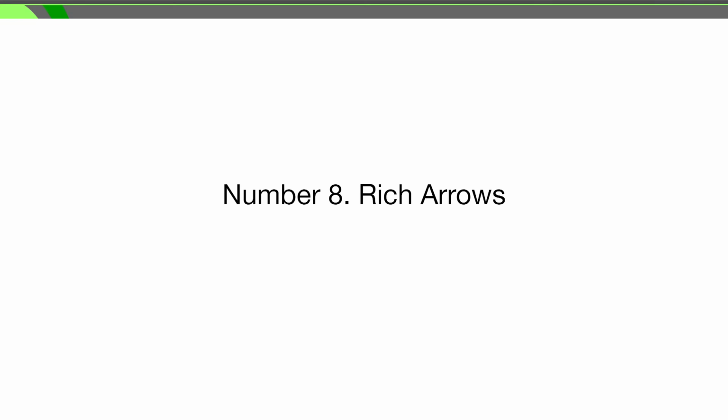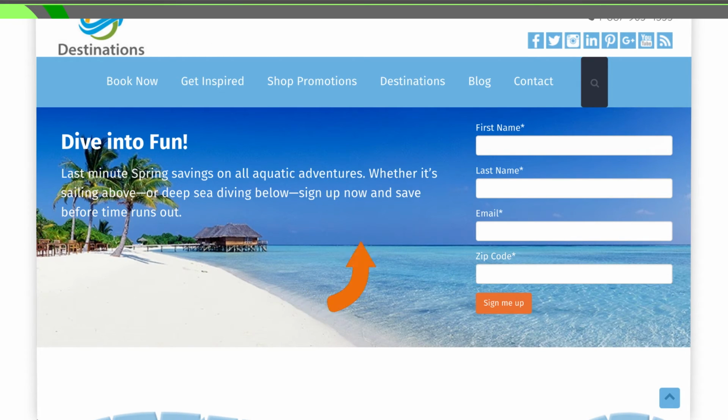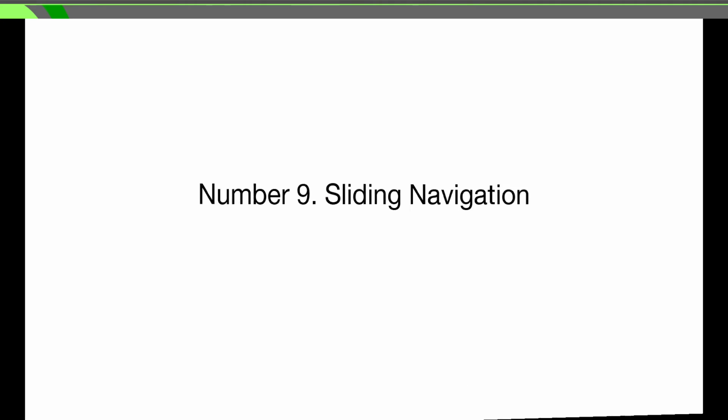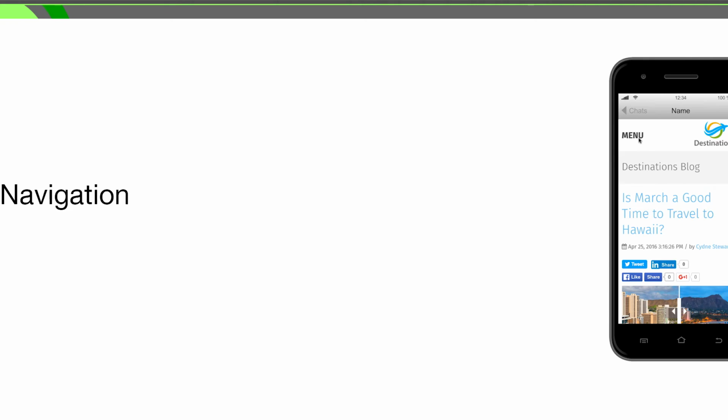Number 8, rich arrows. Why have a plain old navigation arrow when you can make one that animates or expands to reveal contextual images related to the content on the other side of the click-through? These arrows are aesthetically pleasing and contribute to the greater context of the user's experience, making them more than just eye candy.